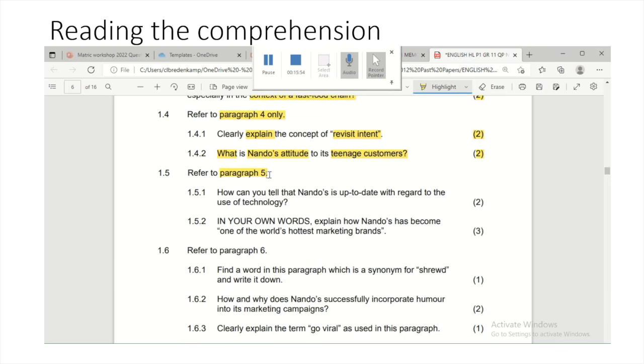1.5, refer to paragraph 5. How can you tell that Nando's is up to date with regards to its use of technology? Okay. How can you tell? So, in your own words, in your opinion, Nando's is up to date with technology. Okay, over here you have to give me 2 points. Remember, 2 sentences don't necessarily mean 2 points.